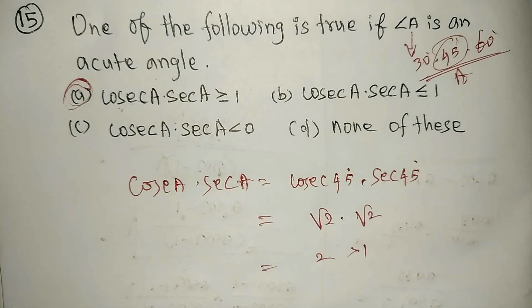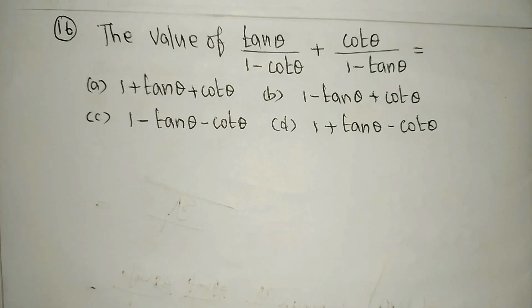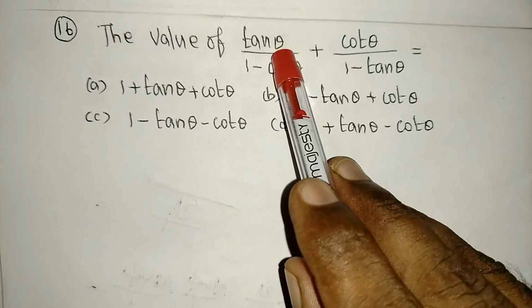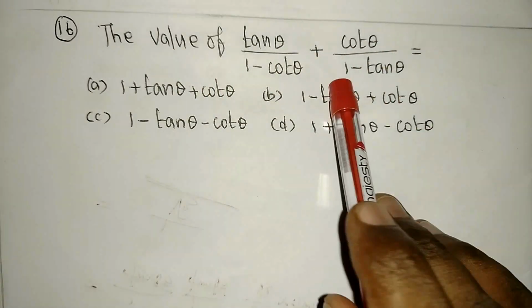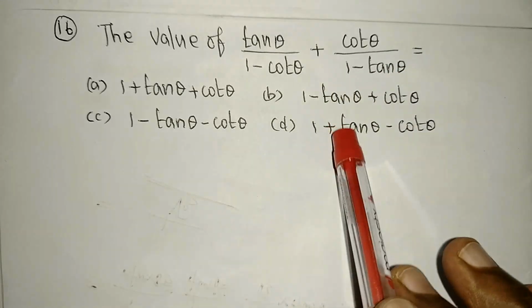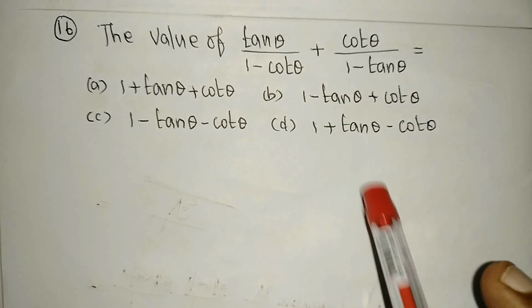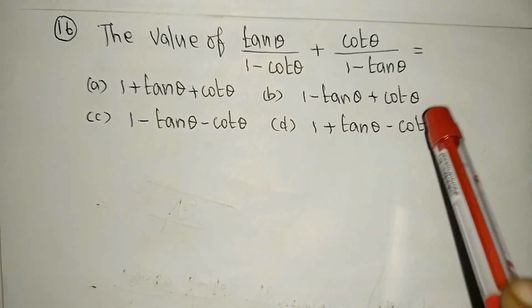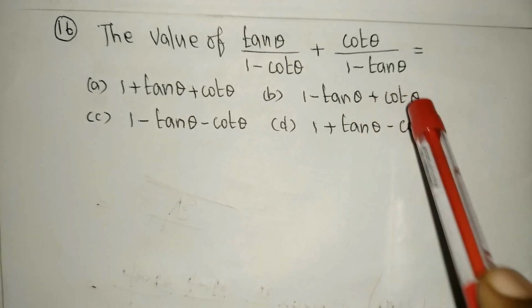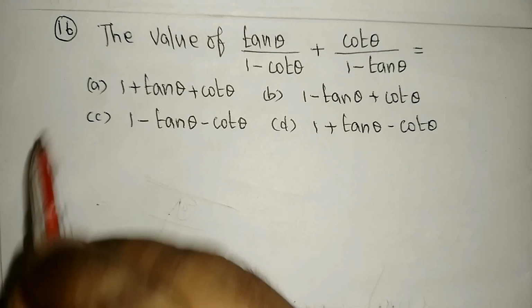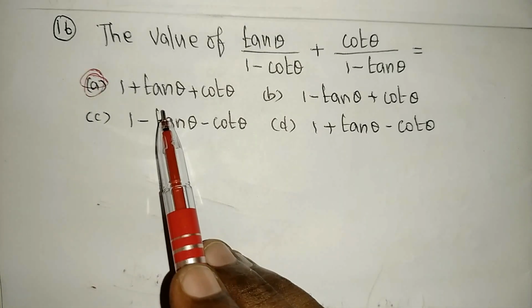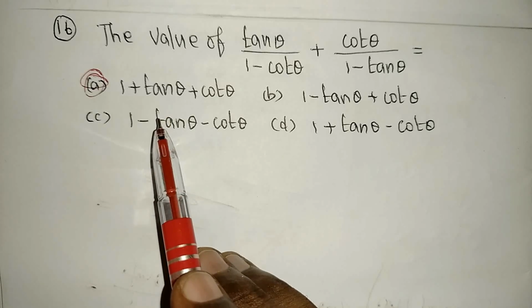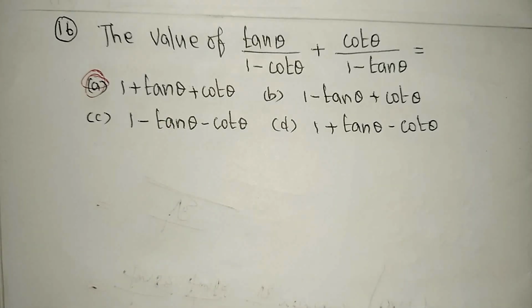Okay. Now we'll go for the 16th one. The value of tan theta divided by 1 minus cot theta plus cot theta divided by 1 minus tan theta. This is a very big question. This answer I will give in the description, a separate video I will give for this. And the answer I know very well, that is A. How we are getting option A, you will see in the description. Please visit the description, because we have already run a long time, so I am giving a separate video for this.